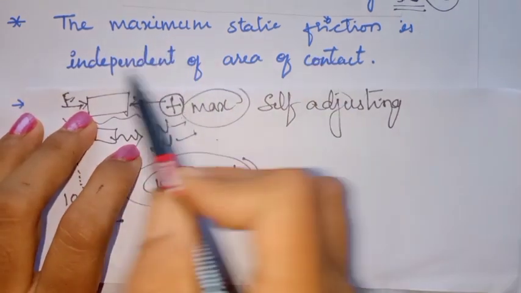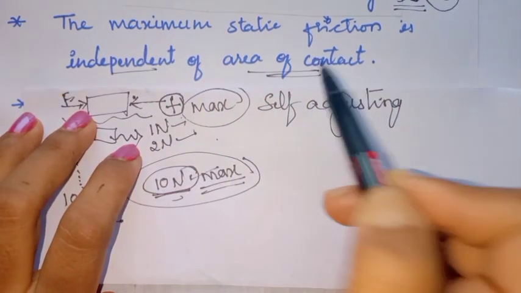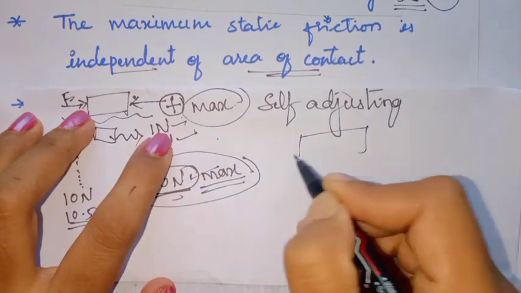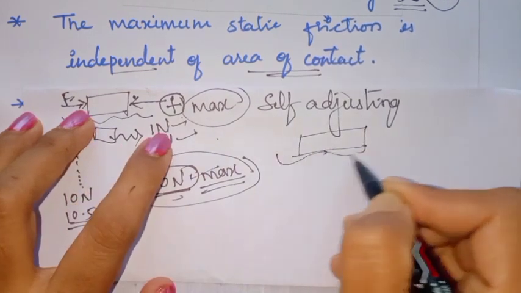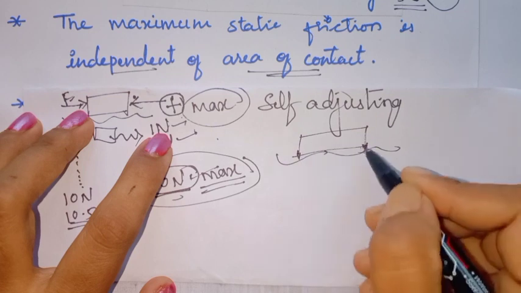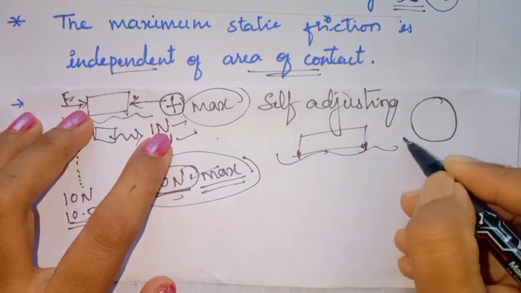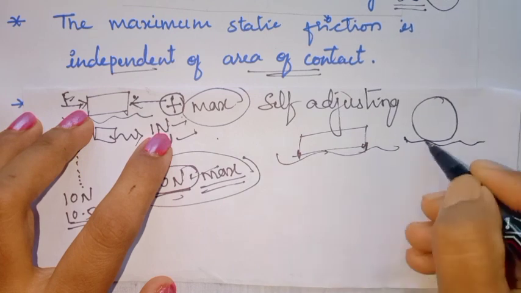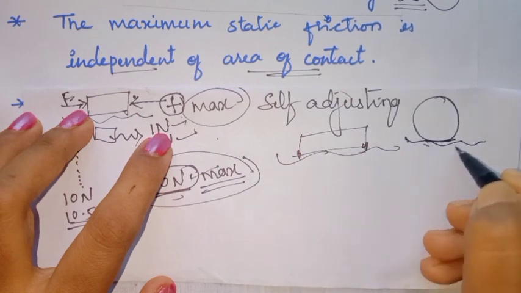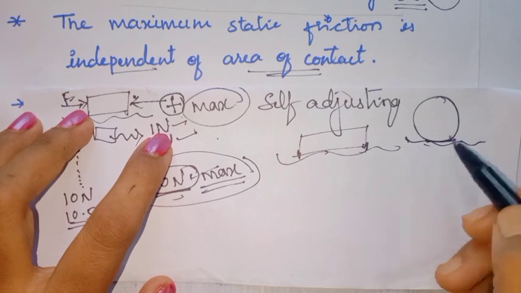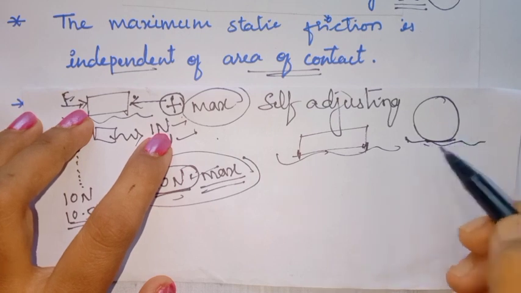Okay, this maximum static friction is there, no? It is independent of area of contact. Whatever the amount of area is in contact with the surface, okay, this is the area of contact to the surface. If I draw a circular sphere, then this is the surface, so only a small area is in contact with the surface. So what we say is maximum friction does not care about the area.